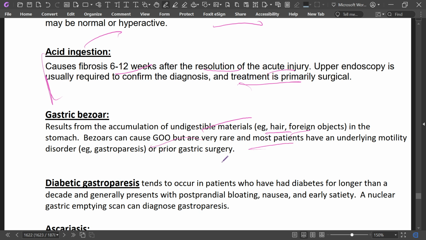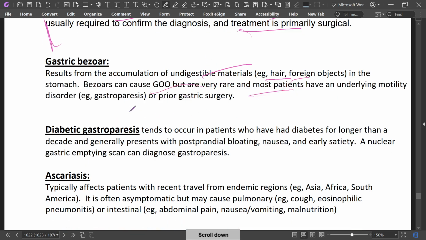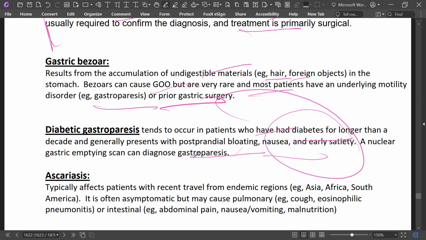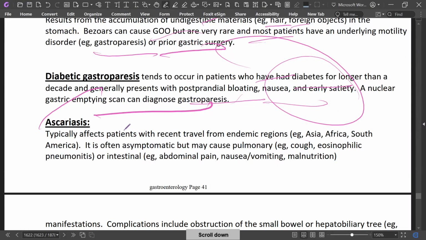Very rare. Most patients have an underlying motility disorder, gastroparesis, or gastric surgery. Diabetic gastroparesis occurs in those who have had diabetes for a longer duration. Postprandial bloating, nausea, and early satiety may happen. A nuclear gastric emptying study can diagnose gastroparesis.